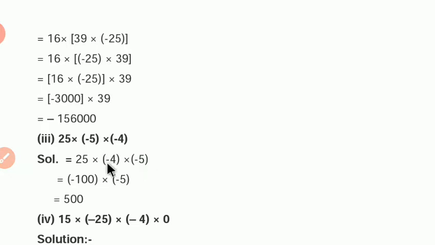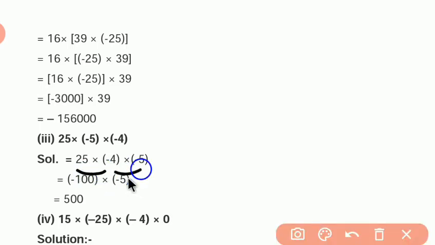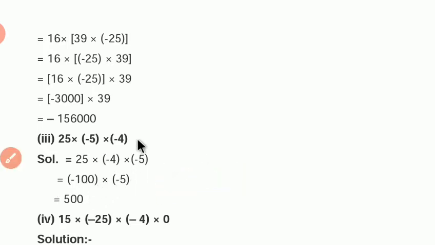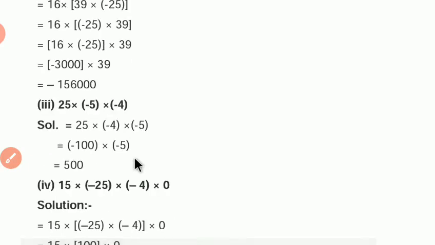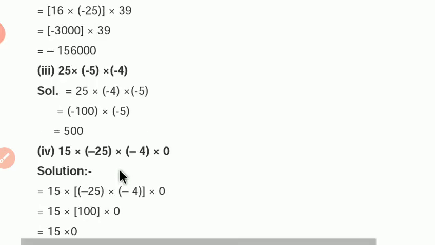So we know that 25 into 4 is 100. So minus 100 into minus 5. So 5 into 100 is 500, and minus into minus is plus. You can see that within 1 second we have solved this question. It means we have to use the properties to make our calculation easy and fast.